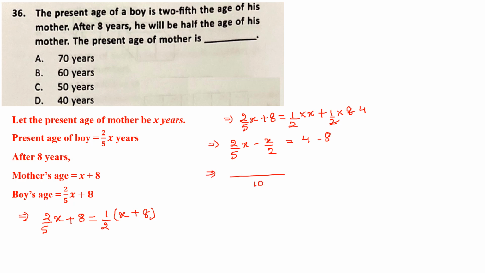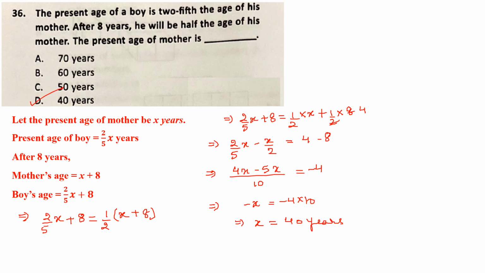Next, the LCM of 5 and 2 will become 10. So 5 times 2 is 10. So 2 into 2, 4x minus 5x equals minus 4. And 4x minus 5x will give me minus x. And when I transpose this 10, it will become multiplication. So from here I can get the age of the mother will become 40 years. Okay, so the option is D option.